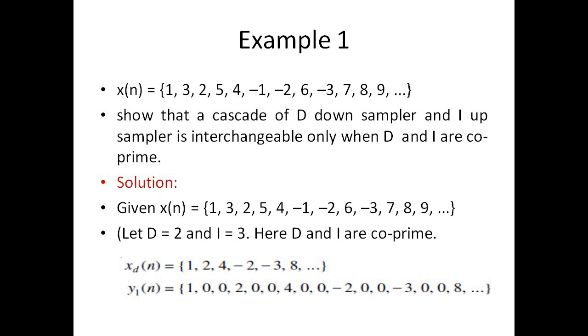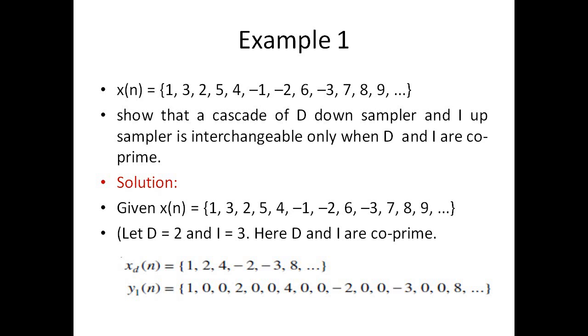We are asked to demonstrate the effect of cascading a downsampler and an upsampler, and whether they are interchangeable. What do we mean by interchangeable? Either decimation is performed first and then followed by the interpolation, or the interpolation is performed first followed by the decimation. That is what is going to be performed.